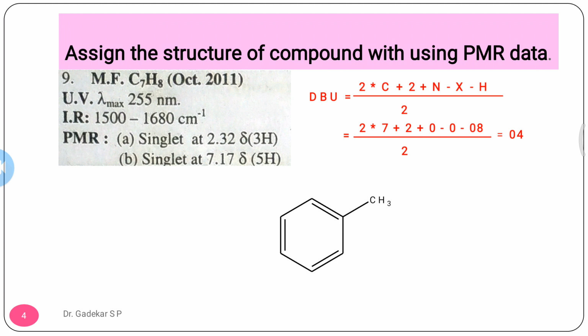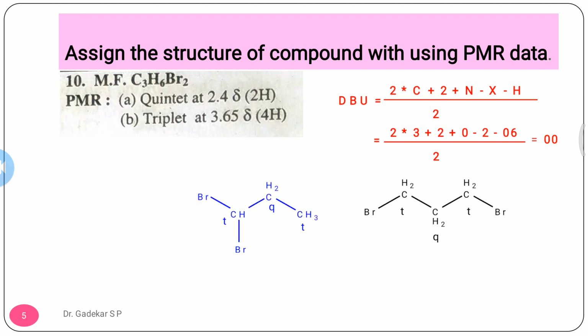Okay, so this is the structure of the given information. Next, assign the structure of compounds using PMR data. Example 28. What is the molecular formula? C3H6Br2. Okay, so this formula contains two halogen atoms, bromine, dibromo.